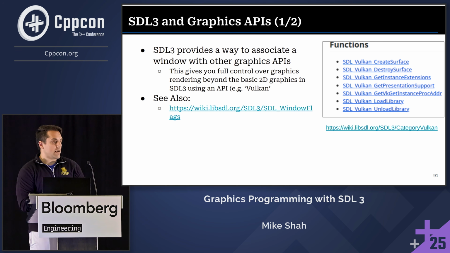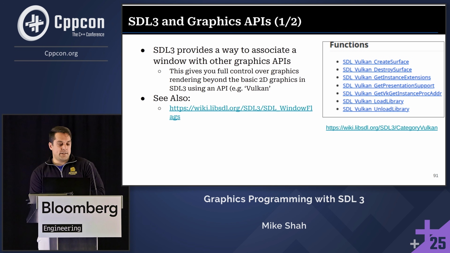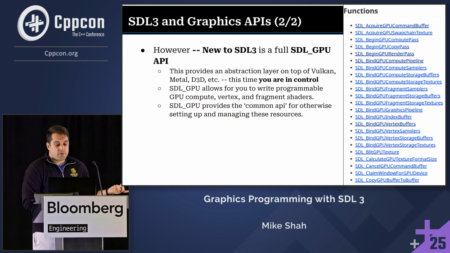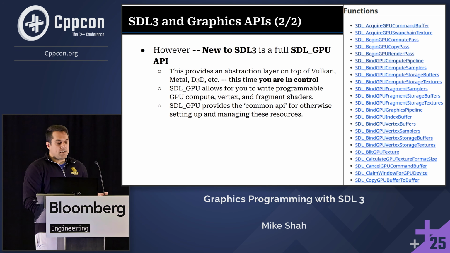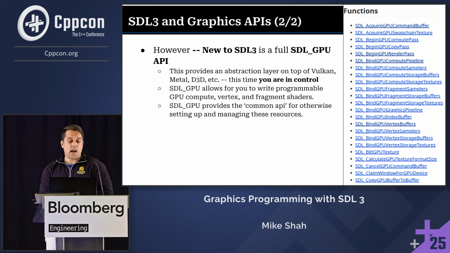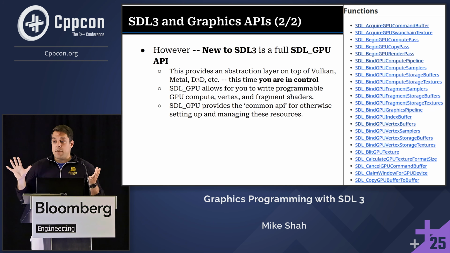But at some point during the SDL3 development, the folks making this said, hey, we already have this nice rendering API, why don't we abstract on top of this just a little bit? So new to SDL3 is the full SDL GPU API. What this provides is an abstraction layer on top of Vulkan, Metal, Direct3D. This time you're in control.